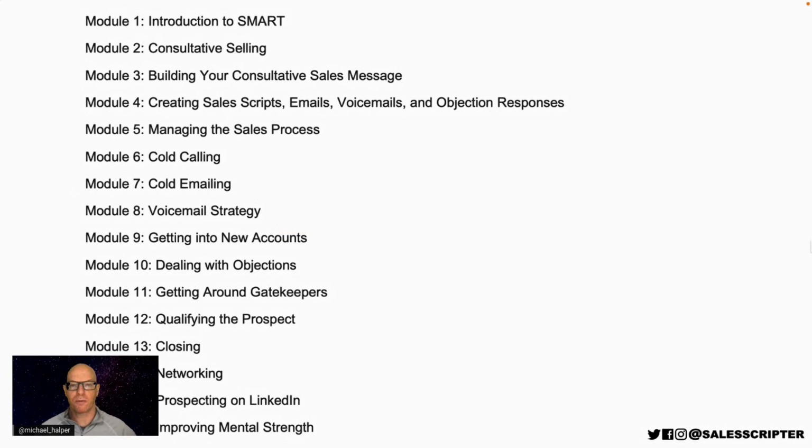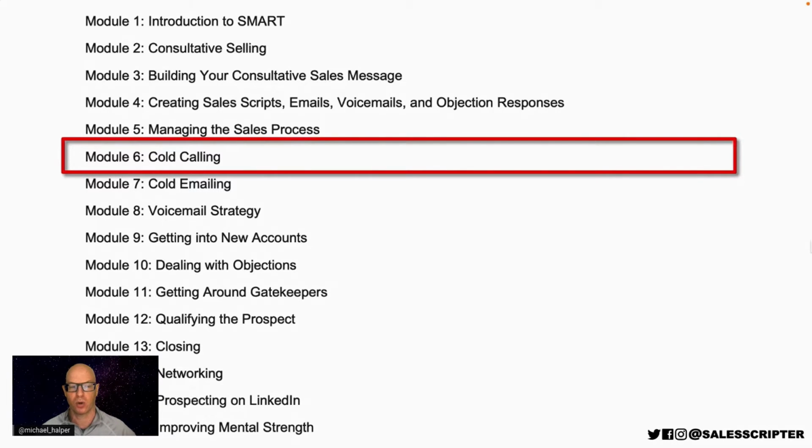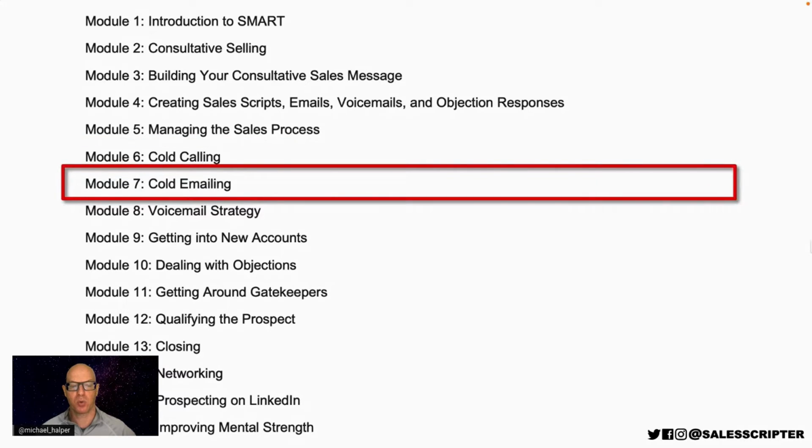This is Module 7 in the Smart Sales System training program. In the previous module, we talked about cold calling and provided a cold calling process. In this module, we're going to talk about how to do cold emailing and a process for cold emailing.